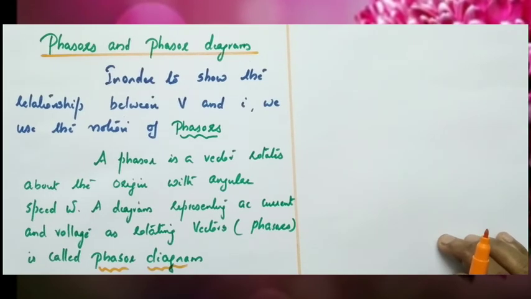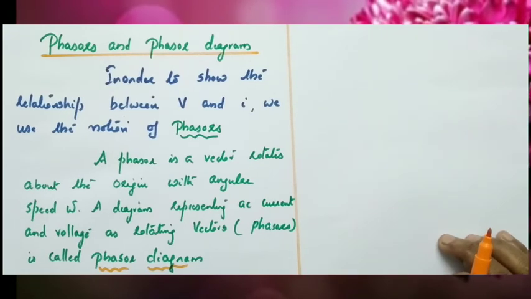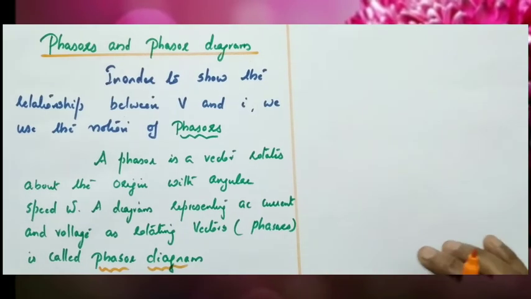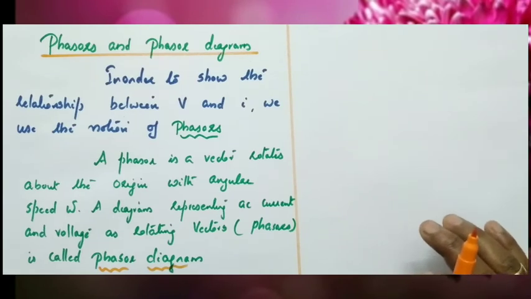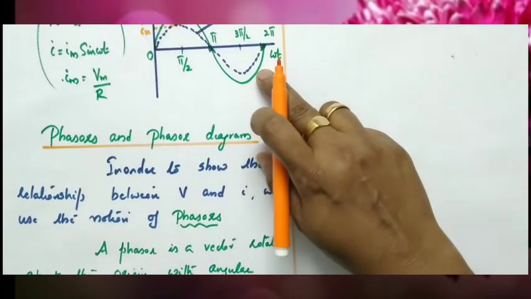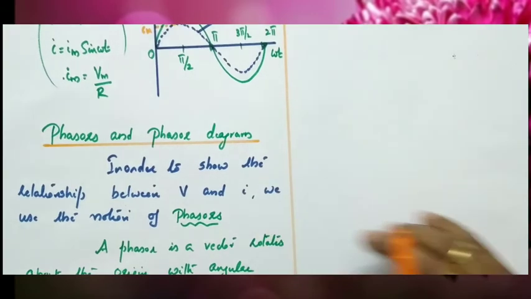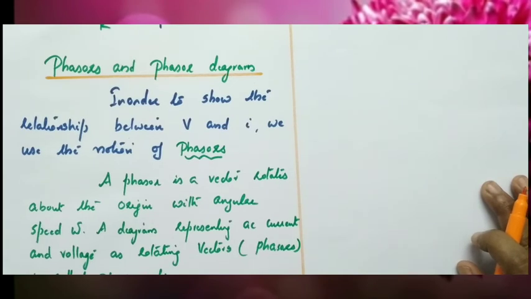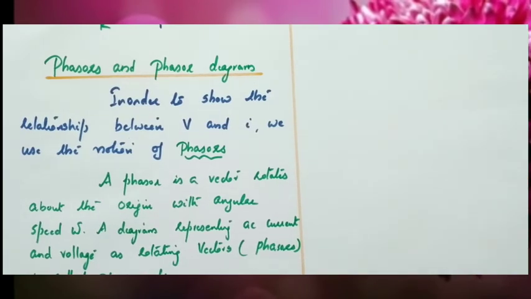Okay children, so what are phasors? Phasors are vectors which rotate about the origin with an angular speed omega, and the diagram representing AC voltage and AC current as phasors is called a phasor diagram. Using the phasor diagram we can easily identify the relationship between voltage and current, similar to this graph. From the graph we can say whether voltage and current are in phase or out of phase. Similarly, using the phasor diagram we can find out whether the voltage and current are in phase or out of phase.